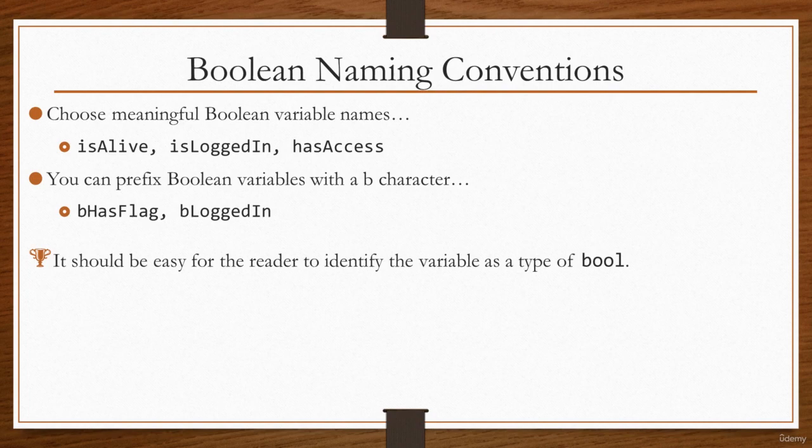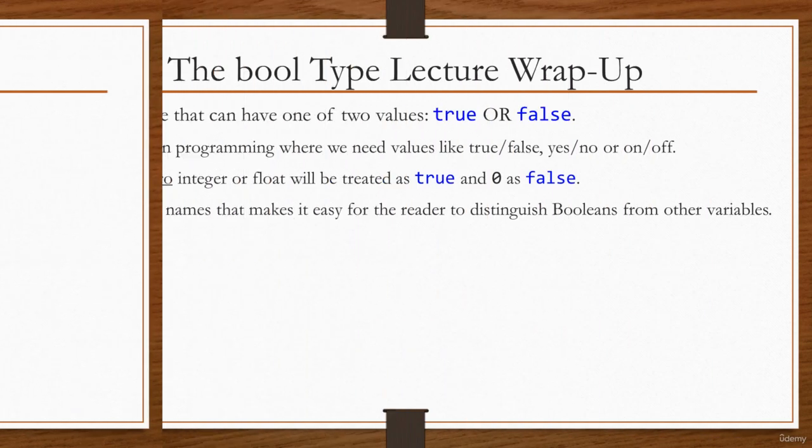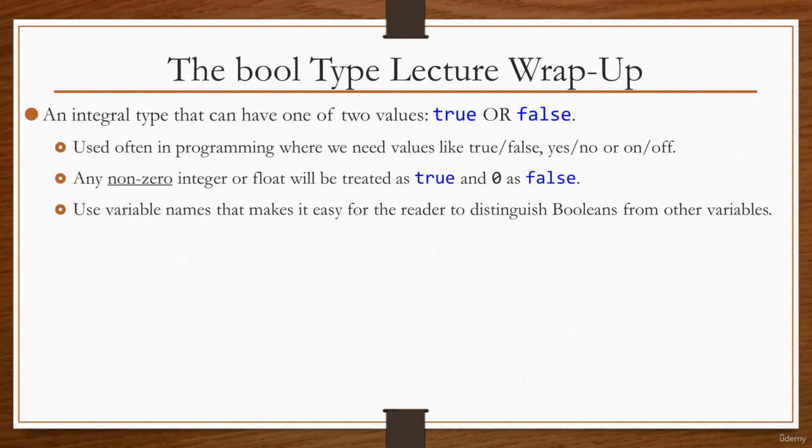Before I end this video off, I want to talk about Boolean naming conventions. It's important to choose meaningful Boolean variable names, such as is alive, is logged in, has access, for example. Now what you can also do, and what I prefer to do, is you can prefix Boolean variables with the lowercase b character. For example, b has flag, right, let's say you have some capture the flag game, and if you as the player character have that flag or some token, then you set that b has flag Boolean variable to true. The important thing is that it should be easy for the reader to identify the variable as a type of bool. And with that we are going to wrap up this lecture on the bool type.